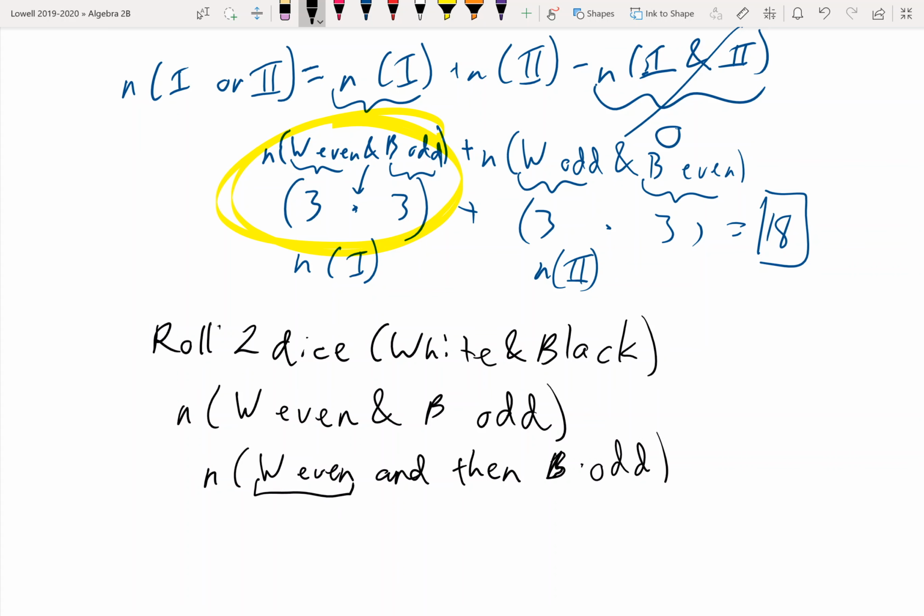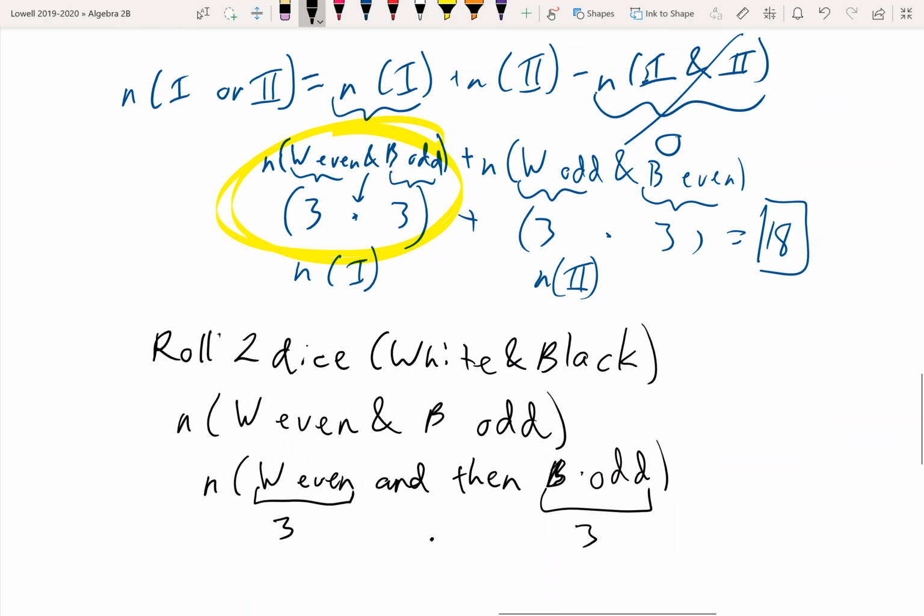How many ways there are to roll the white die even has absolutely nothing to do with the black die. And so there are 3 possibilities for the white die to come up even. And then when you roll the black die, there are 3 ways it comes up odd. And that's why you just have to multiply the 3 times 3.